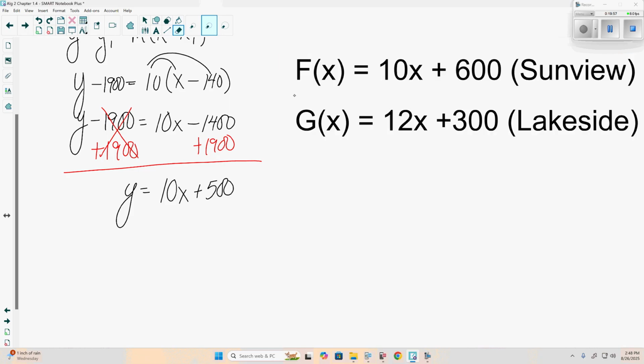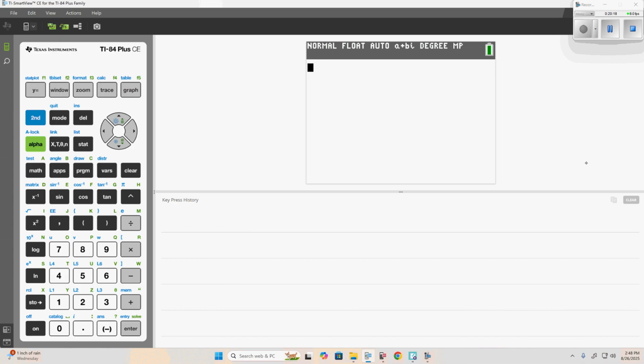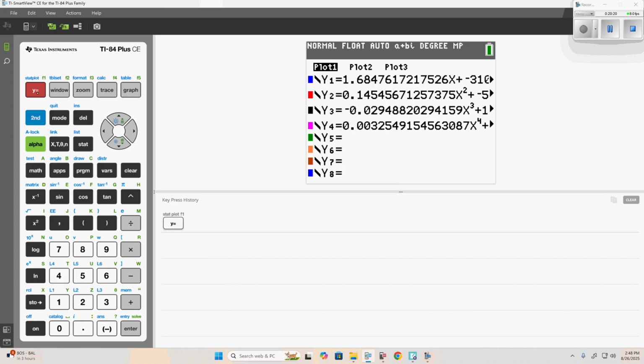Questions on how we found the equation for Maple? Are we good on how we found the equation for Maple? Yes. Now, I didn't do this with the other two classes, but we're going to go on and do it with two.